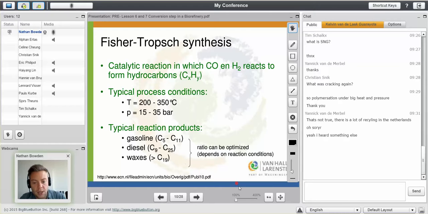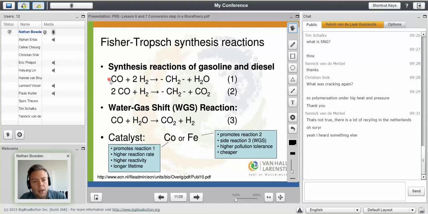There are two reactions happening in the synthesis of gasoline and diesel. You use CO plus 2H2 to produce a hydrocarbon plus water. And you also have 2CO plus H2, again producing hydrocarbon, plus CO2. The water gas shift reaction is CO plus water to CO2 plus H2.